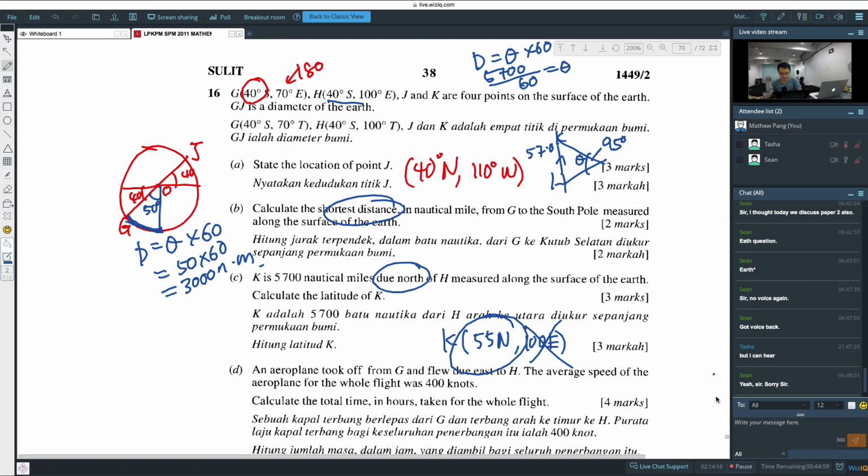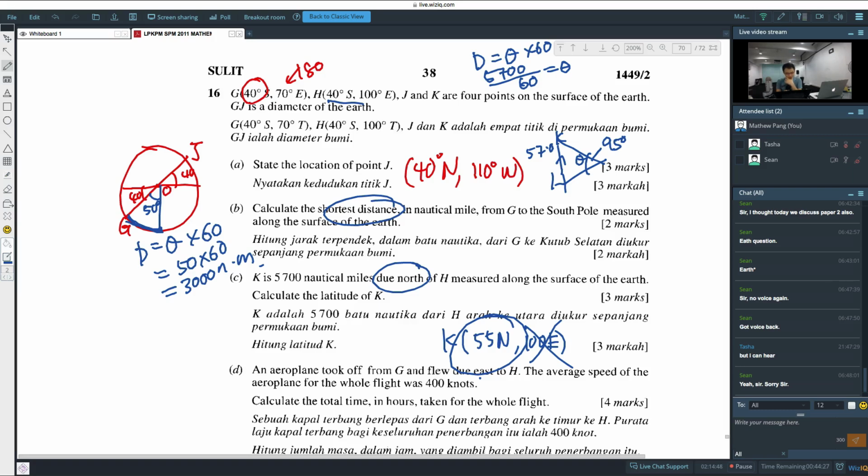Okay, the average speed for the whole trip is 400 knots. Alright, let me see the location of G to H, because normally G cannot fly straight to H. Unless, let me see, oh, can. Yes, can, because both are at 40S.